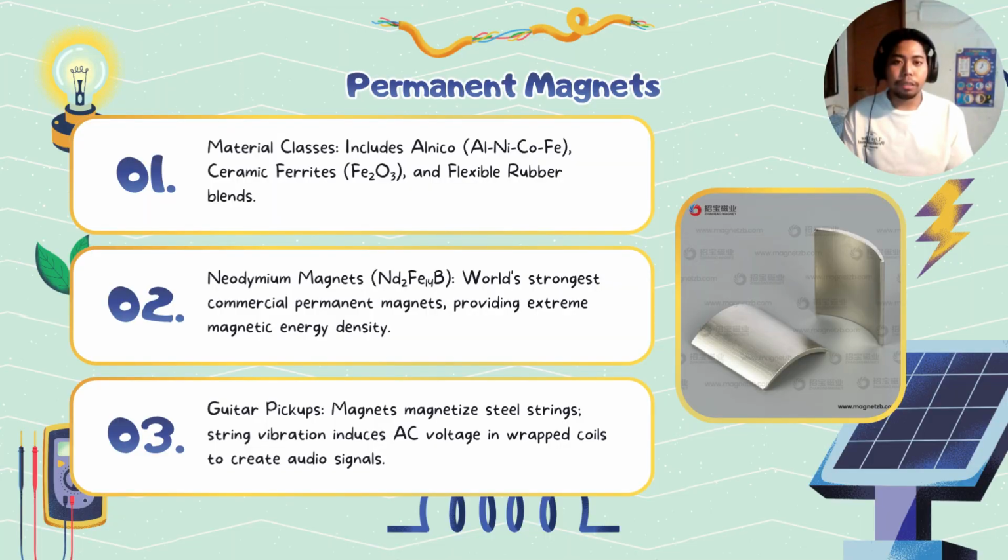Looking at real-world applications, permanent magnets range from standard nickel alloys and ceramic ferrites to high-performance neodymium magnets. A great practical example is an electric guitar pickup. Permanent magnets magnetize the steel string, and when the string vibrates above the wire coil, it induces an alternating voltage that generates the audio signal.